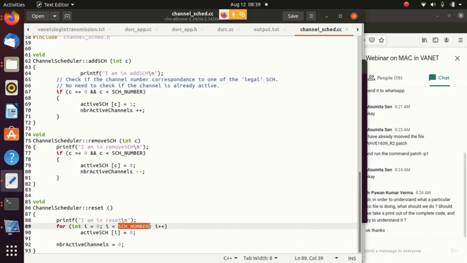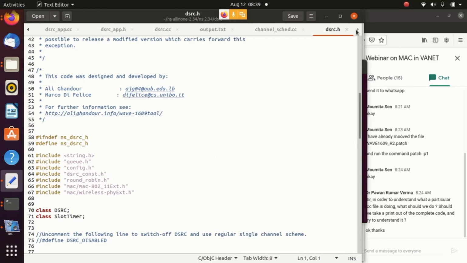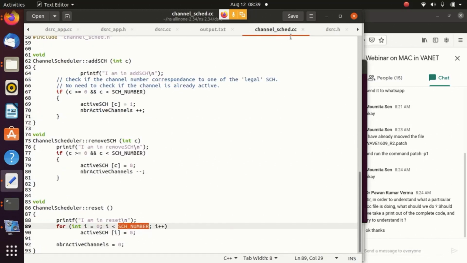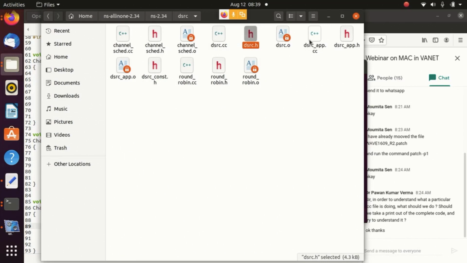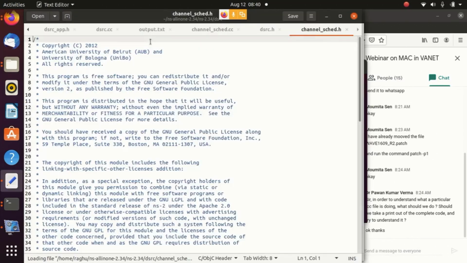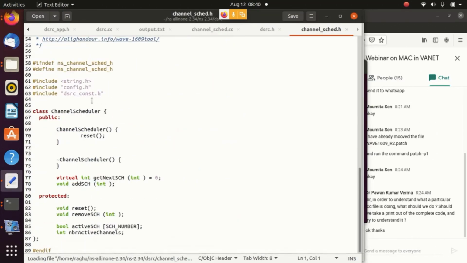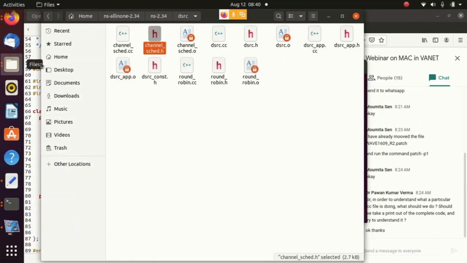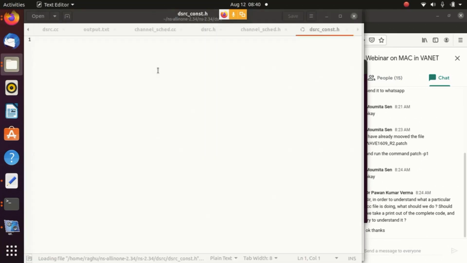Now where is this SCH number declared? You may search, or if you don't want, there is no need to search, because the SCH number should be 6, because there are only 6 service channels. However, if you want to search, you can search in the corresponding .h file. You can search first. Okay, channel schedule.h. Is it there? No. So one file named dsrc constant.h is written.